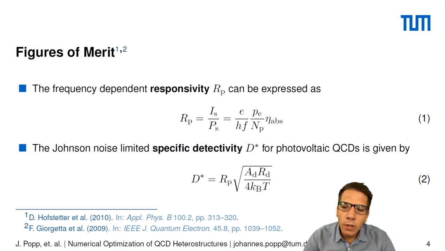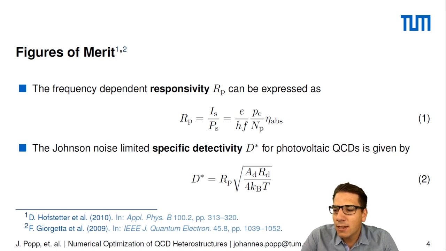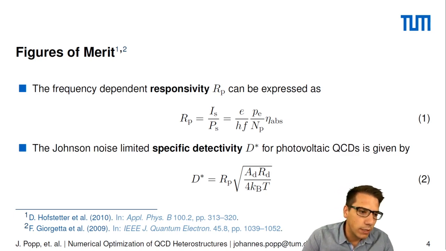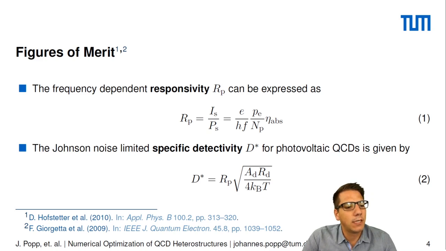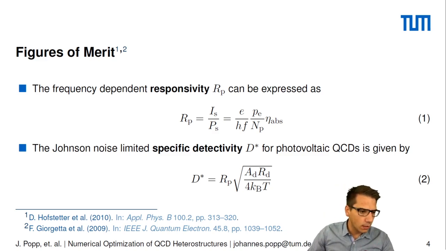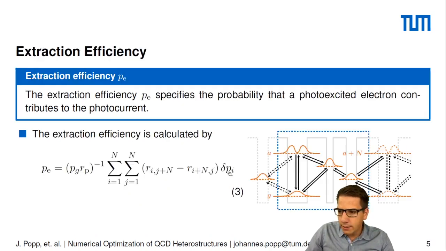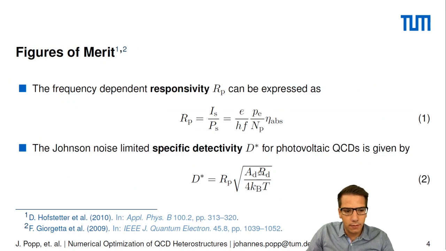But we are not only interested in the signal strength, but also in the signal to noise ratio, which can be measured by the specific detectivity. This is given in equation 2 for photovoltaic QCDs, where we have Johnson noise as the dominant noise source. Rp is here again the responsivity, and Rd is the detector resistance.